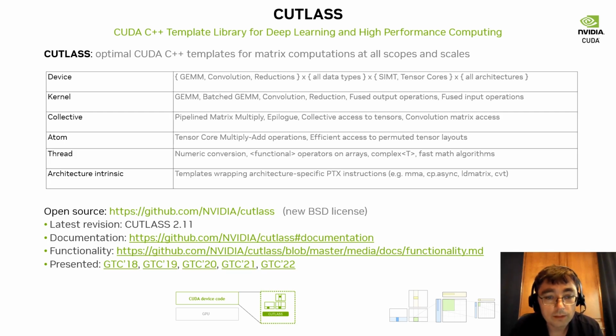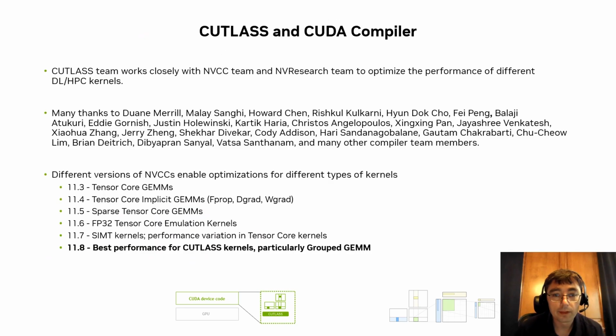CUTLASS is open source. It's available on the NVIDIA organization's GitHub page under the new BSD license. The latest revision of CUTLASS is CUTLASS 2.11. It has been the subject of previous GTC presentations from 2018, 19, 20, 21, and 22. These describe the ingredients of an optimized GEMM, describe the details of programming NVIDIA Tensor Cores on Volta, Turing, and Ampere architectures, as well as provide details for an efficient implicit GEMM convolution computation in CUDA.